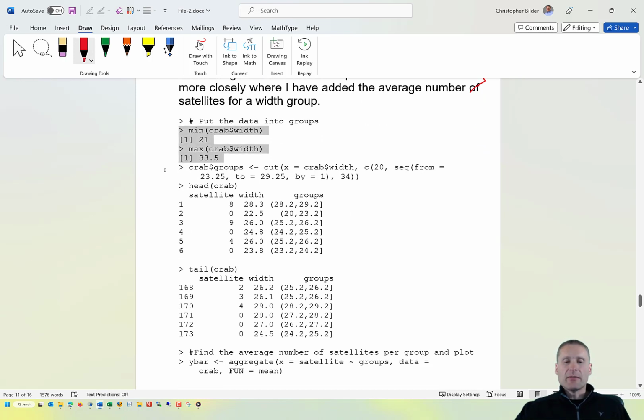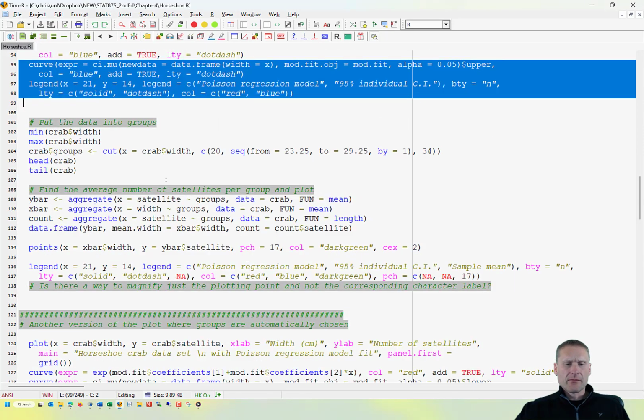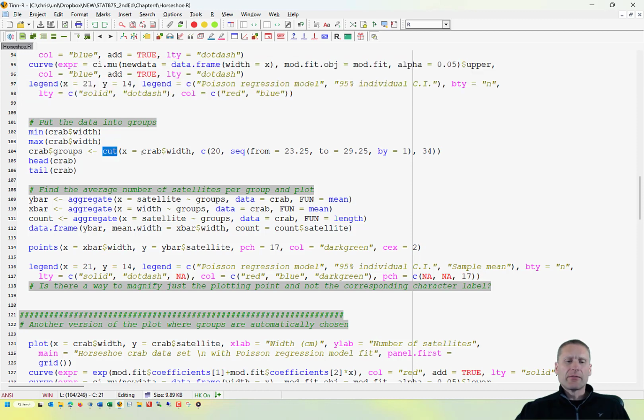So first of all, I'm going to find the minimum and maximum width for these female crabs. And then to automatically find these groups, I'm going to use a function called cut. I'm going to work with the widths and find groupings from 20 all the way up to 34, where I'm going to have 20 to 23.25, 23.25 to 24.25, 24.25 to 25.25, and so on, and then keep on going all the way up to 34.